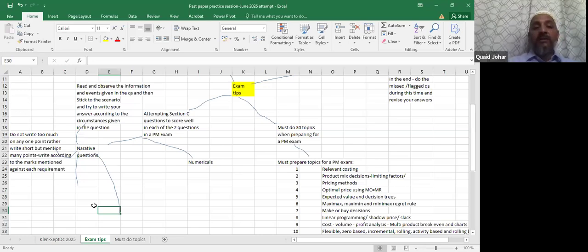Acha, further, sometimes you are doubtful about the answer. So what happens? Writing more points will let you get some marks. But if you stick to a very few points and they get wrong, then what? You'll be getting less marks. So try to go for more points, right? So you'll be covered more diversified points, and you'll be getting more marks. So the chances of losing marks reduces.